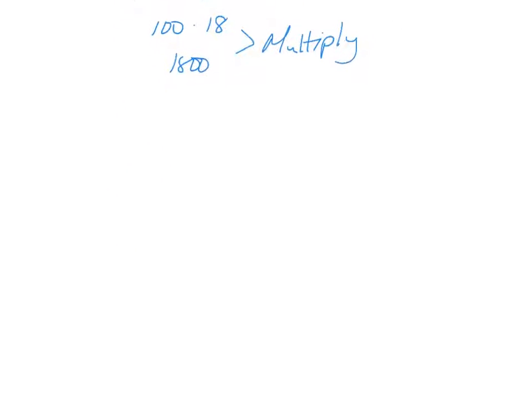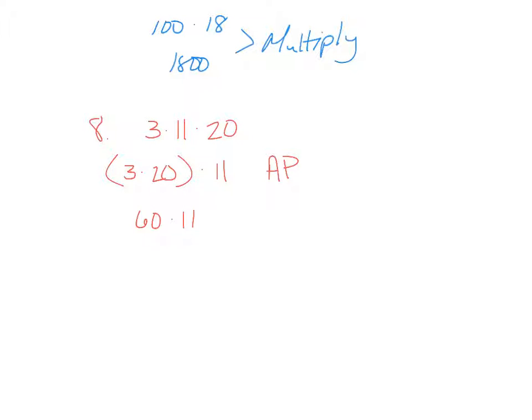Okay, the next one, number 8, said 3 times 11 times 20. Again, it's easier to multiply a number by a number with the zeros in the one spot than anything else. So we're going to take 3 times 20 times 11. I regrouped 3 numbers with parentheses. That is the associative property. Now I take 3 times 20, which is 60, times 11, and I get 660. And I justify these two steps by saying we were multiplying.